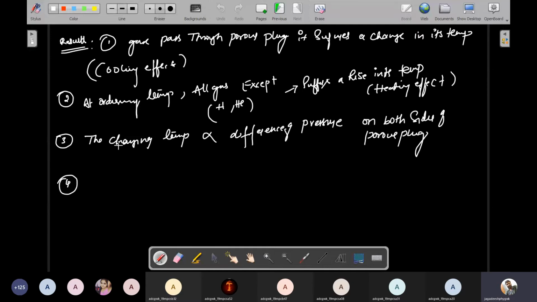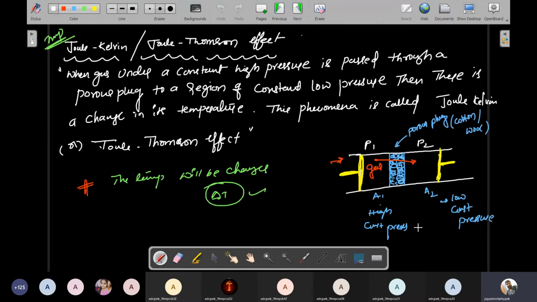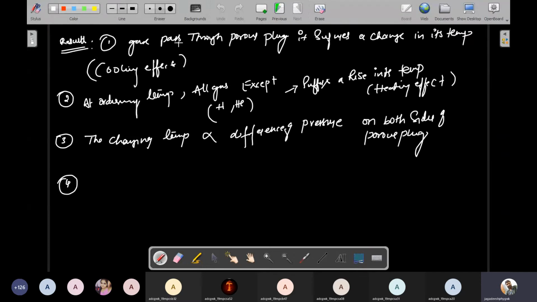Similarly, the change in temperature is always directly proportional to the pressure on both sides of the porous plug. Whatever pressures we consider on both sides of the porous plug, the difference of those pressures is responsible for changing the gas temperature. Therefore, the change in temperature of the gas is always directly proportional to the difference of the pressures of the gas on both sides of the plug. Now we will move to the expression.